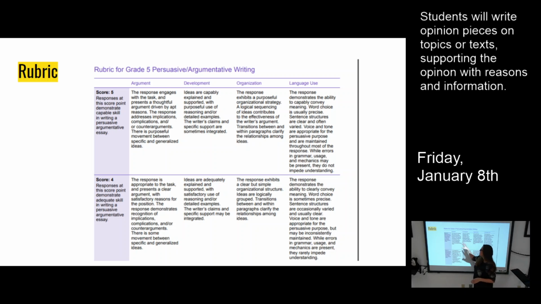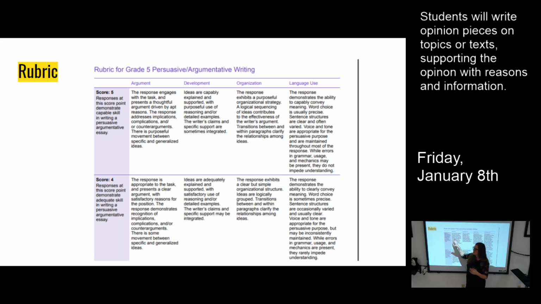Okay, now all of this you may be saying, what? This is written for the people for the ACT Aspire test. Organization, you need to have your introduction, your main reason and details, your main reason 2 and details, your main reason 3 and details, and your conclusion. So you're going to have a 5-paragraph essay, and you need to have transitions in between. That's how to get a 5 on organization.